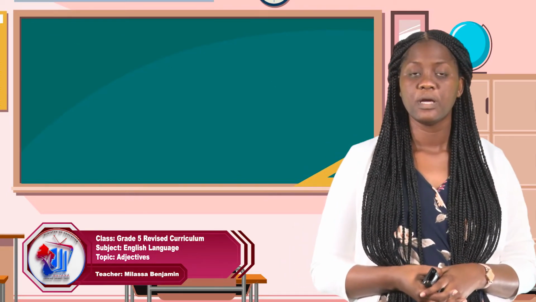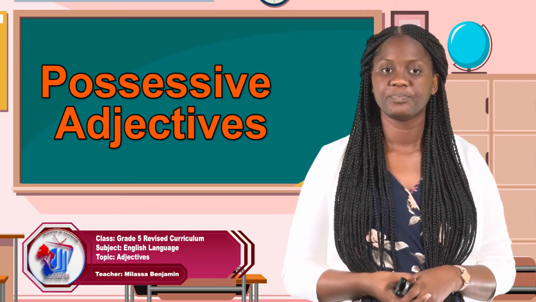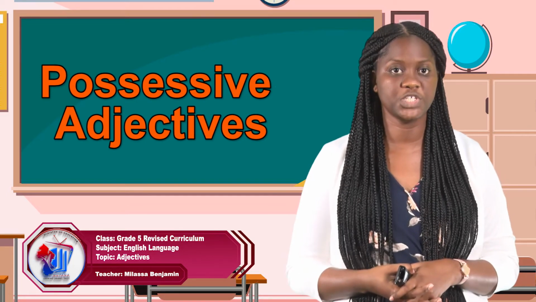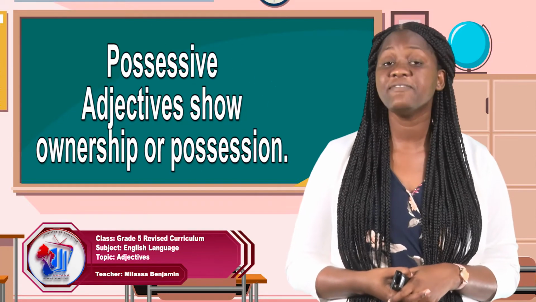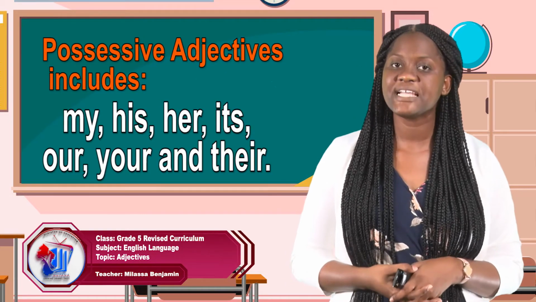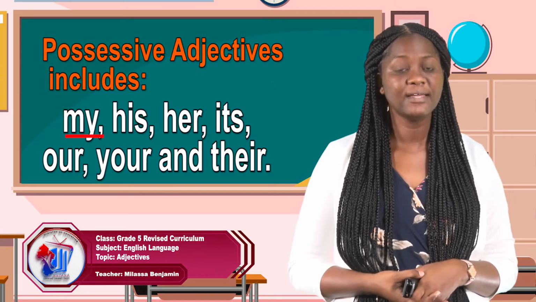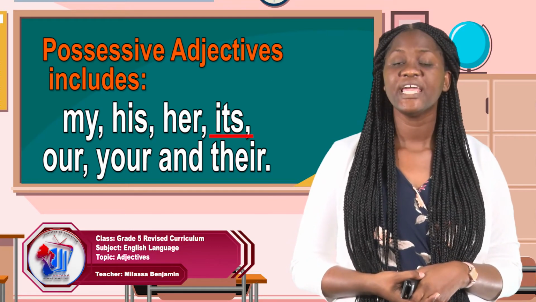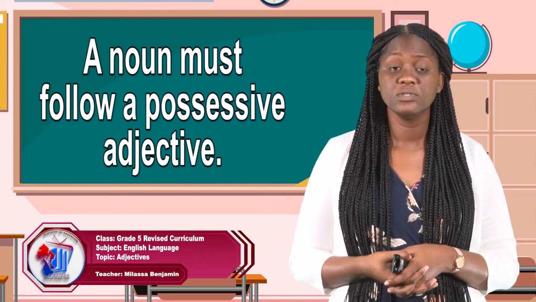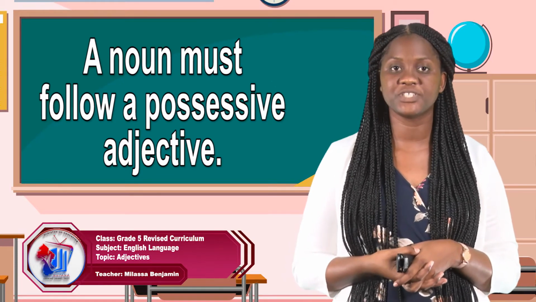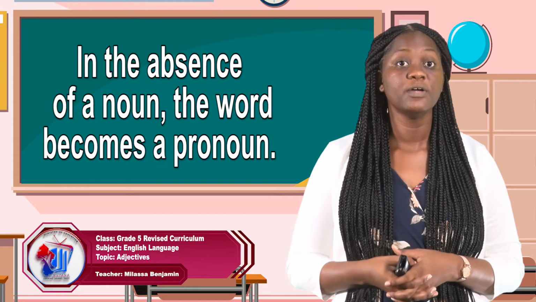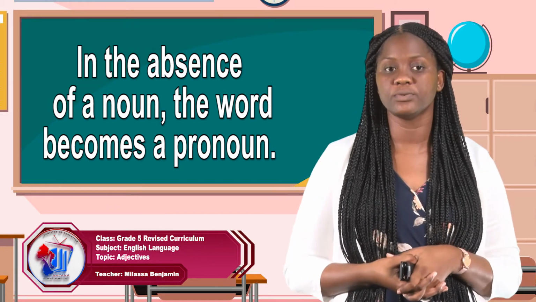Let's move on. Possessive adjectives. Now, possession always has to do with ownership. So, possessive adjectives show ownership or possession. The possessive adjectives include my, his, her, its, our, your, and their. A noun must follow a possessive adjective. In the absence of a noun, I'm sure you're aware by now that that word would be a pronoun.